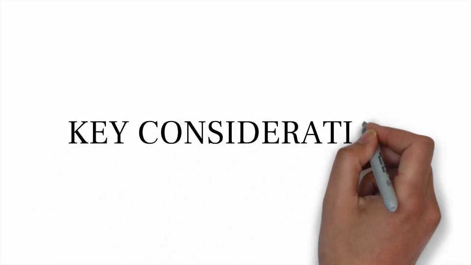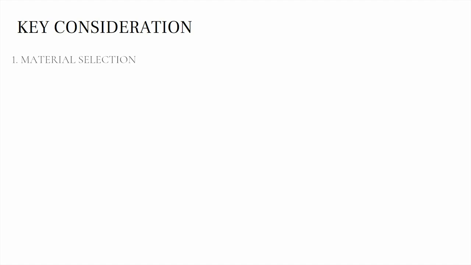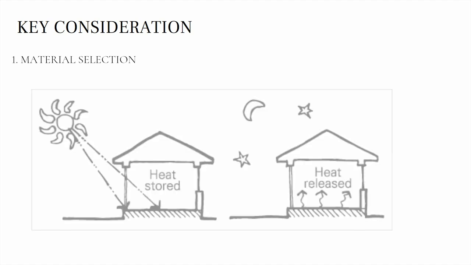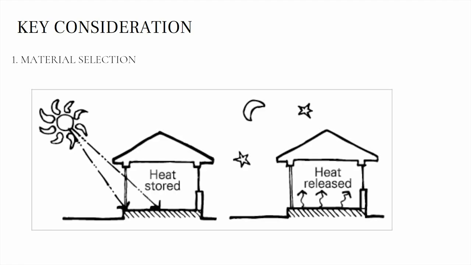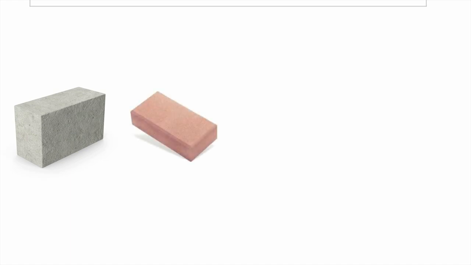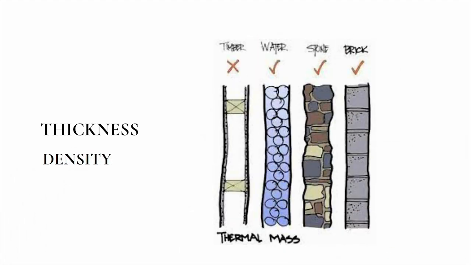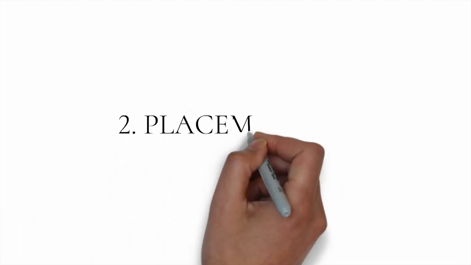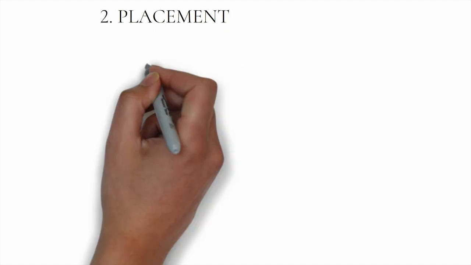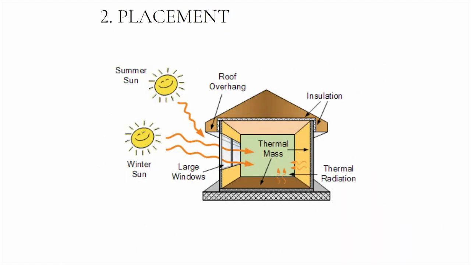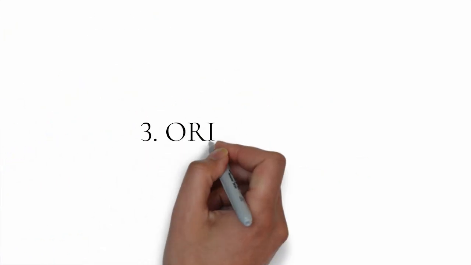Key considerations for passive design homes. Material selection. Choose materials with high thermal mass properties. Concrete, brick, stone, and adobe are excellent choices. The thickness and density of the material also impact its thermal mass capabilities. Placement. Position thermal mass materials strategically where they can be exposed to direct sunlight during the day and radiate heat into living spaces at night.